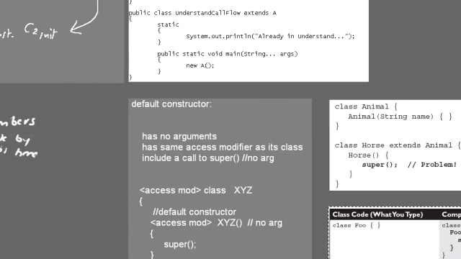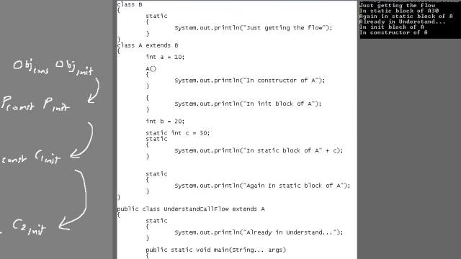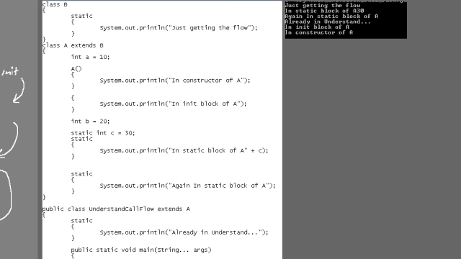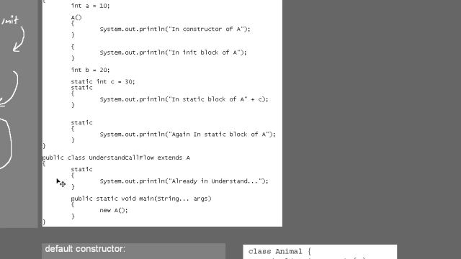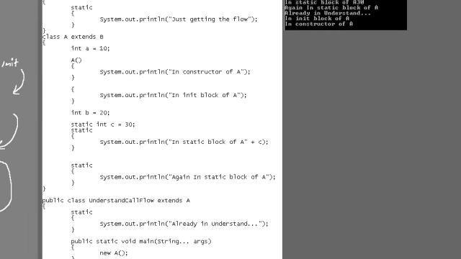Okay, so let's quickly take a look at an example. So this is the example. I have a class B, and A extends B, and class UnderstandCallFlow extends A, and then I have a static initialization block in UnderstandCallFlow, which is invoking a new A object, right? Okay, now let's see what happens.